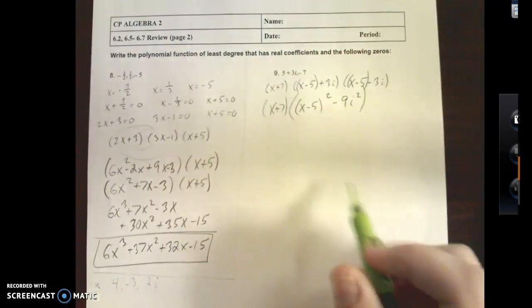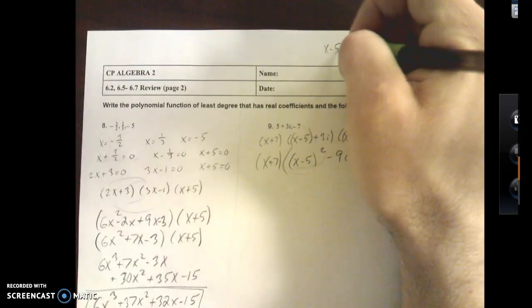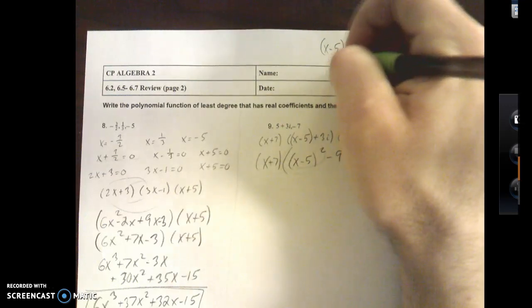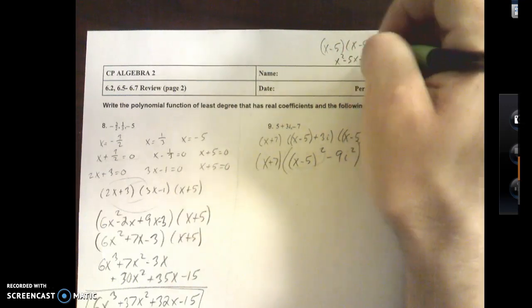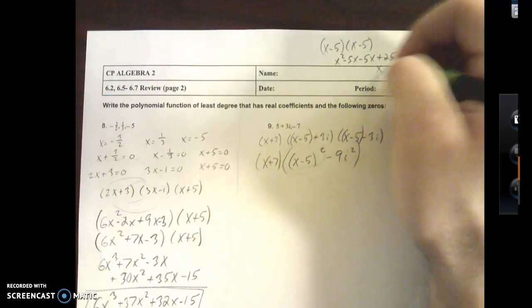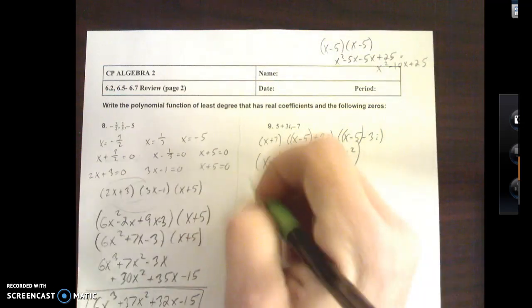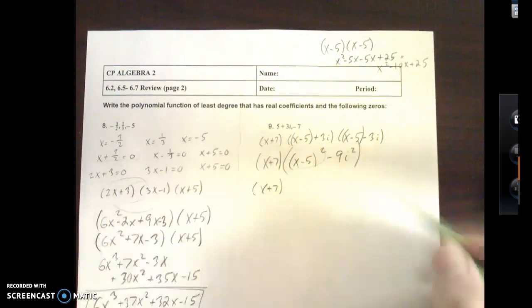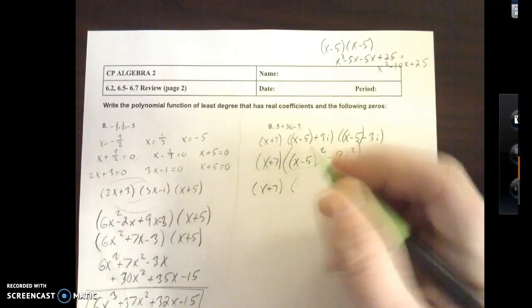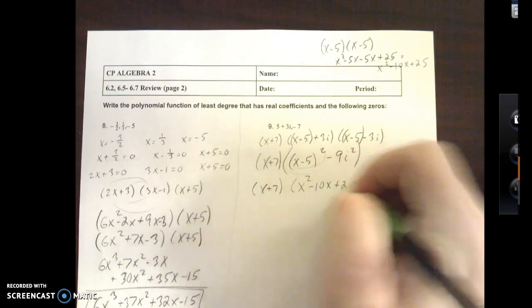Now, why is that so important? Well, just because now I can work with this. When I have x minus 5 squared, I really have x minus 5 times x minus 5, which is x squared minus 5x minus 5x plus 25. Cool. So down here, we're looking at x plus 7. This FOILed out, which I did the work up here for you guys, you're going to end up with x squared minus 10x plus 25.